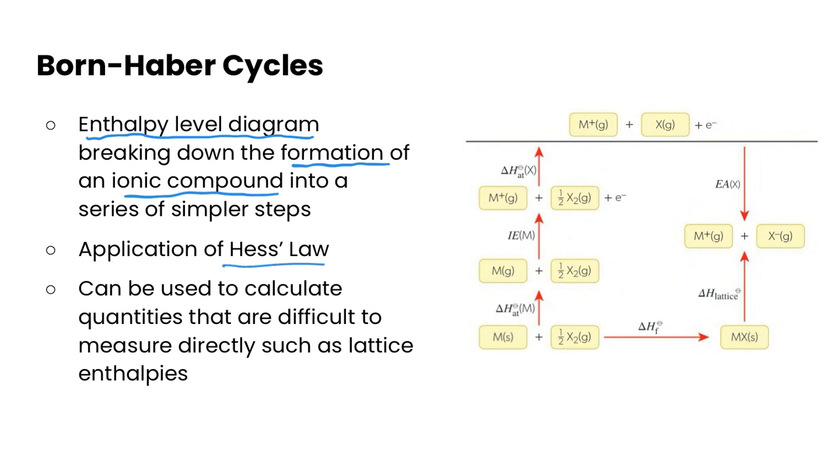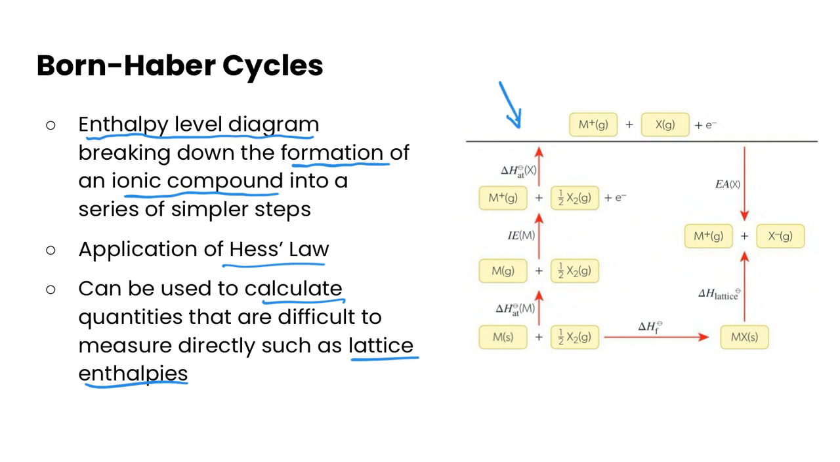The reason why we use these is because we can calculate quantities that are difficult to measure directly, specifically lattice enthalpies. They are not an easy thing to measure directly, and so we can get values of lattice enthalpies using a Born Haber cycle from values that are measured much more easily. On the video slide here, we've got a generalized version of what a Born Haber cycle is.